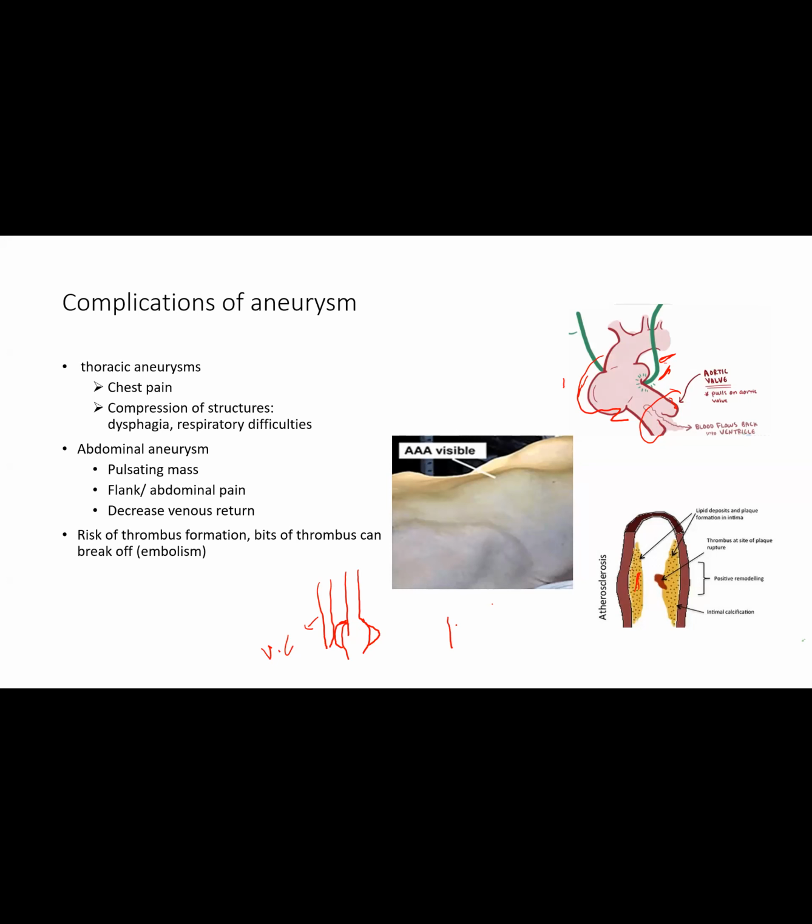Let's say the thoracic aneurysm. So if there's a bulging, like here, and this is the trachea, as the aneurysm enlarges, the trachea will be compressed, or it can cause respiratory difficulties. Excuse my drawing, it is actually really bad, but yeah.